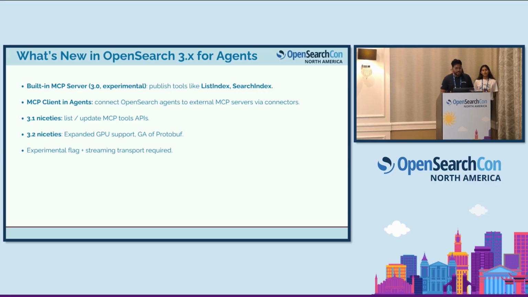It publishes a list index or search index for you. And after building the index, there's an MCP client agent that you can use. The further versions, like 3.1 and 3.2, came with a lot of expanded GPU support, general availability of the protocol, and more.